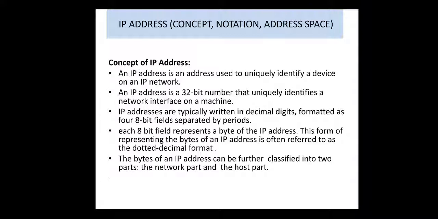IP addresses are typically written in decimal format, that is as 4 8-bit fields separated by dots. Each 8-bit field represents a byte of the IP address, because all of you know 8 bits means 1 byte, and the IP address is 4 bytes, means 8-bit, 8-bit, 8-bit, 8-bit, total 32 bits, that is 4 bytes. It can be represented in decimal format, binary format and hexadecimal format.